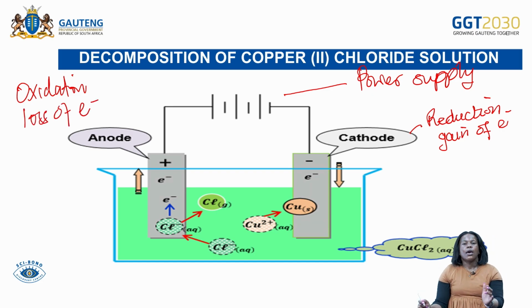And then you look now inside the beaker. What is inside the beaker? Initially, there was copper chloride.